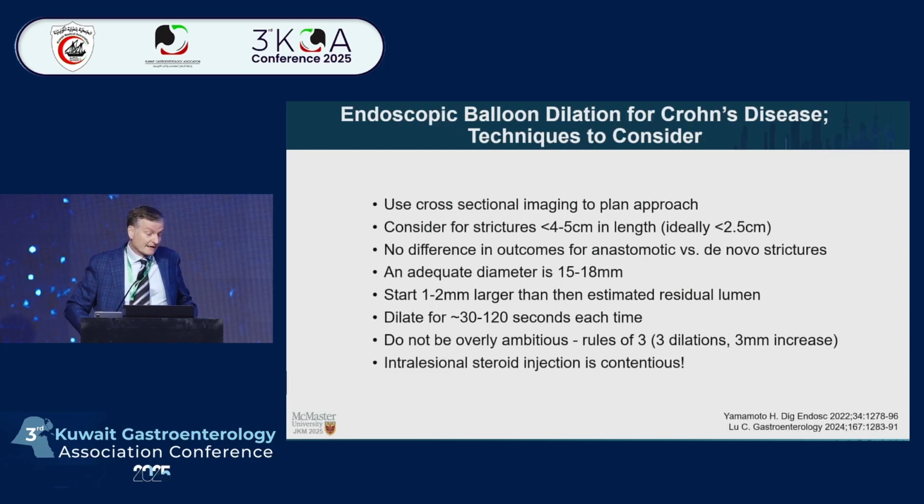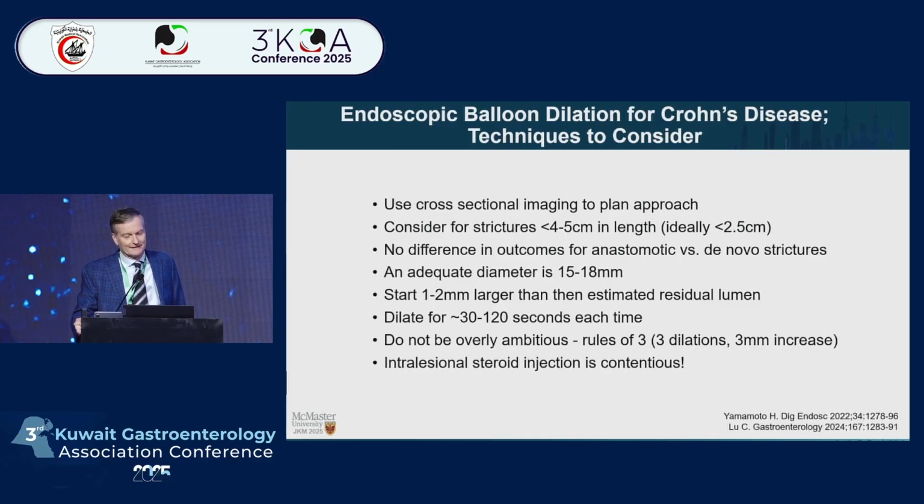Some technical factors to consider. Usually when you do these procedures, we like to have some background cross-sectional imaging, particularly in patients where you cannot see the proximal end of the stricture, to really estimate its length or morphology. Balloon dilation we prefer in patients who have shorter strictures, certainly less than 5 centimeters, and I think many would say less than 2.5 centimeters. The outcome, if you look through this entire literature, seems quite similar between anastomotic and de novo small bowel strictures.